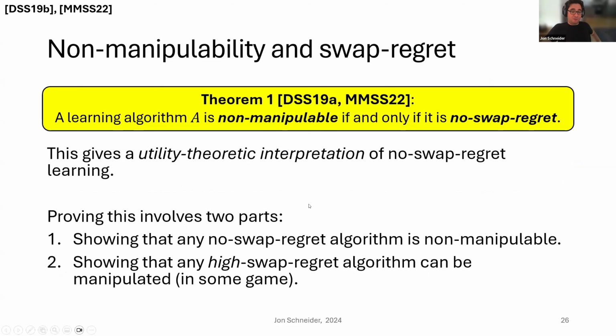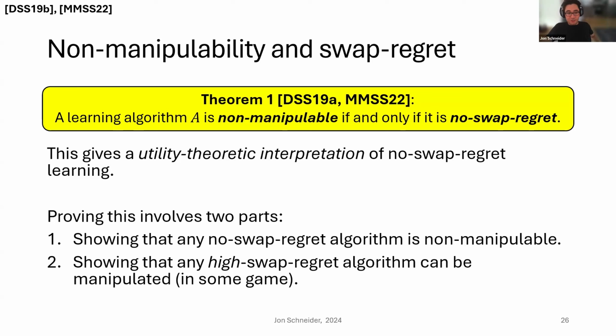Based on what I said earlier about swap regret, you might guess that it's exactly the set of no swap regret algorithms. So the main theorem, maybe one of the main theorems I'd like you all to take away from this tutorial, is that a learning algorithm is non-manipulable in this sense if and only if it's no swap regret. So this characterization of having no swap regret is an equivalent characterization of exactly which learning algorithms are non-manipulable. I like to think of this as an alternate, utility-theoretic interpretation of no swap regret learning instead of a more equilibrium-based interpretation.